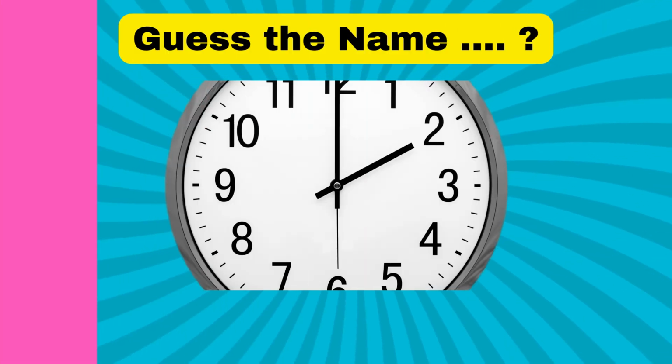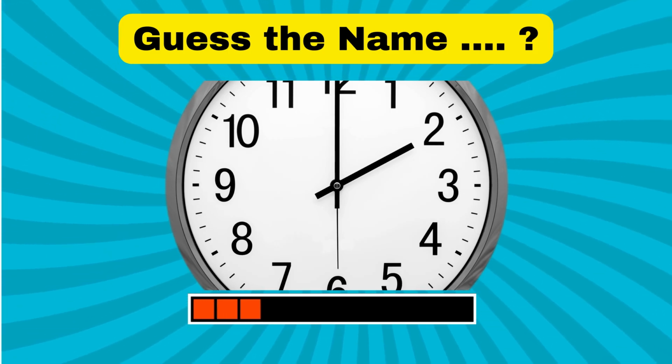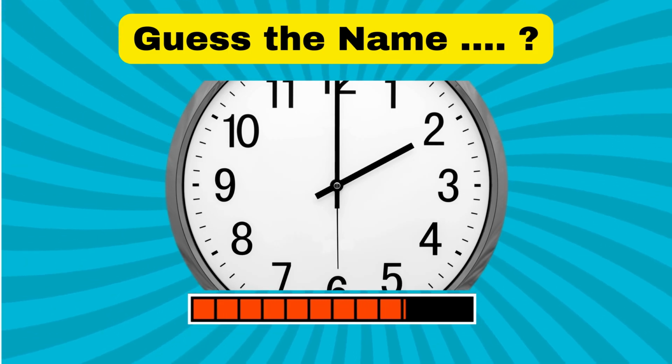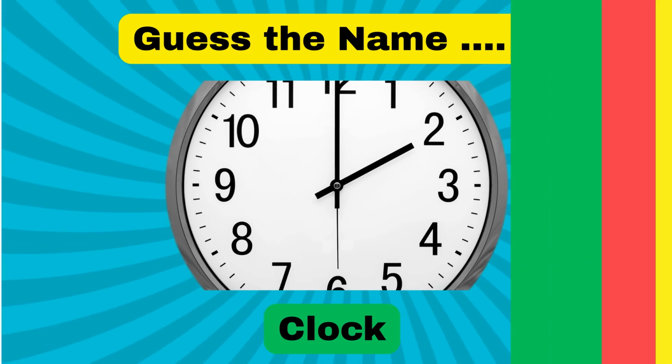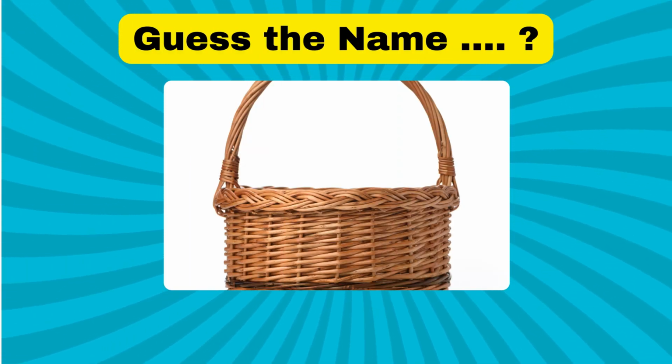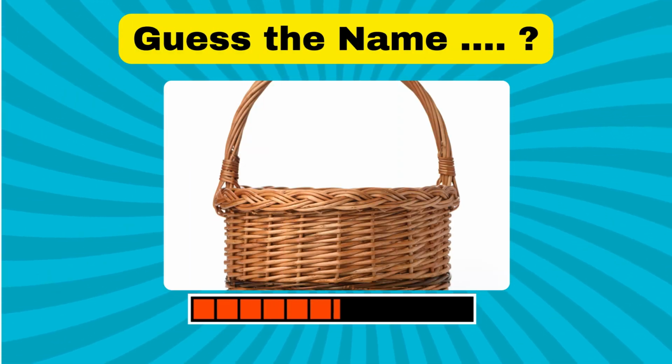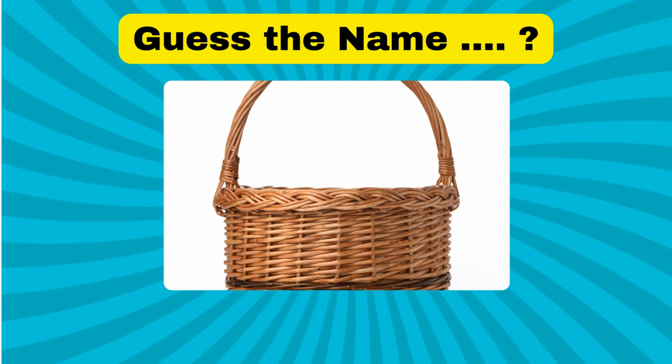What is this? Eraser. What do we call this? Clock. What is this thing called in English? Basket.